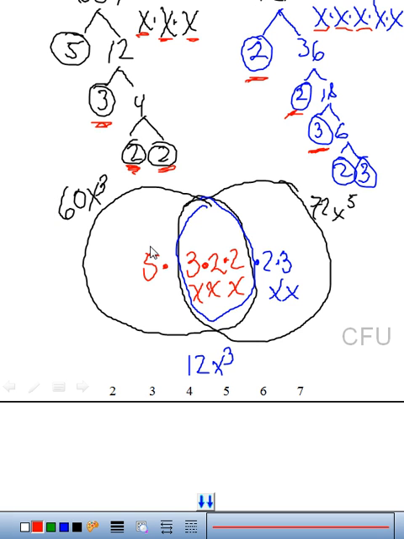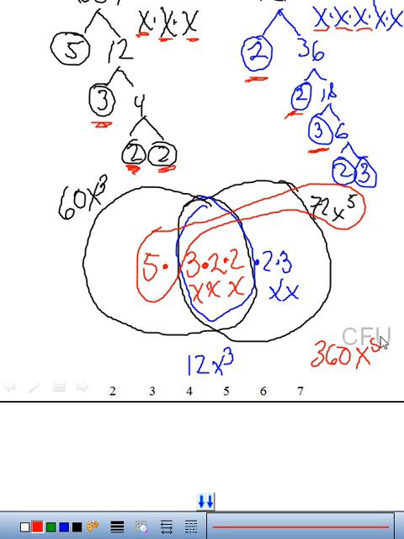So what is 5 times 72x to the 5th? So let's see. What is 5 times 70? 350. What is 5 times 2? So what is 350 plus 10? So the LCM is 360. Do we have any other variables that we need to multiply? No, so we just write x to the 5th. So this is the LCM, and this is the GCF.